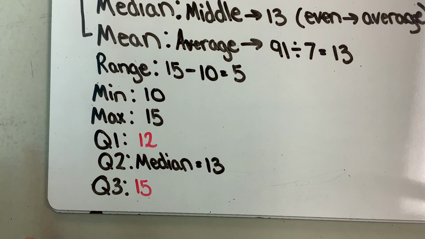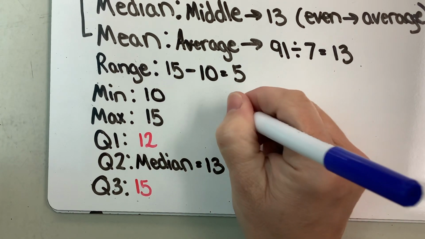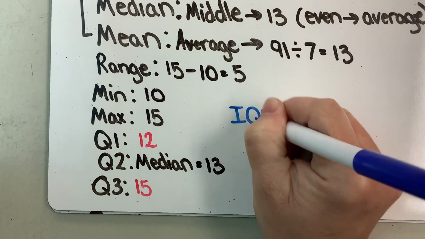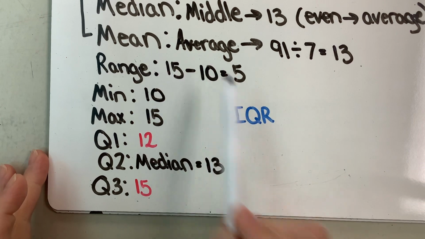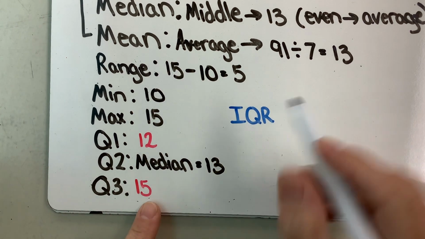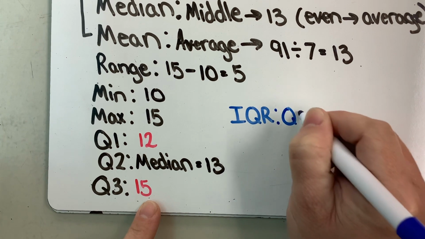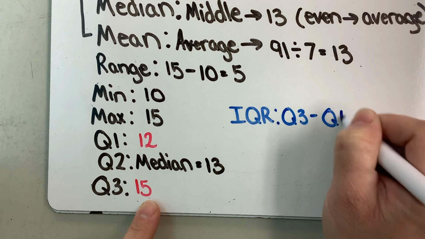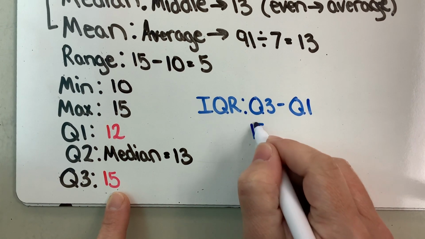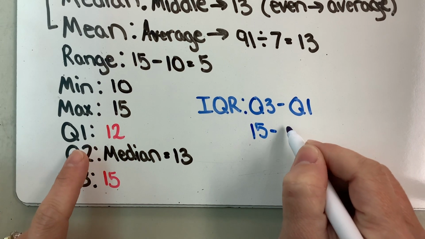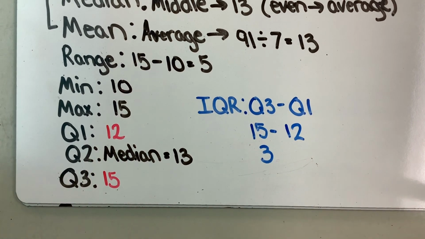Now, there's something else we can do with these numbers. This is something called the IQR, interquartile range. Just like our range here is the difference between the top and the bottom, the IQR is the difference between our Q3 and our Q1. And this is a measure of variability. So our Q3 here is 15 minus our Q1, which is 12. And so our IQR is 3. Okay, so that's a measure of variability.